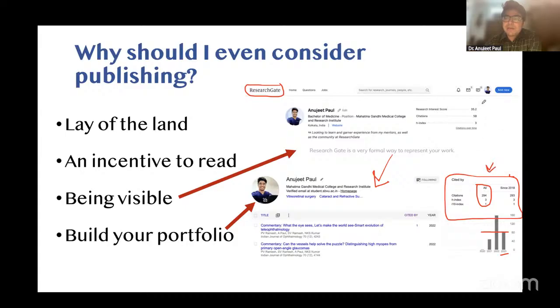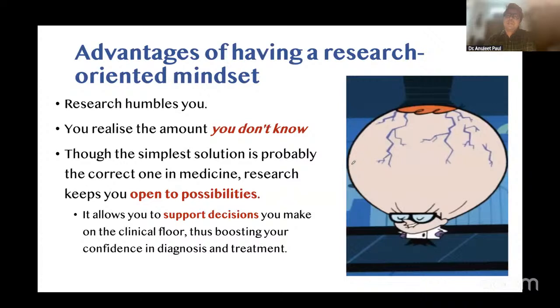But if you have a look at ResearchGate, depending upon the number of people who are reading your data on ResearchGate, it gives you a citation score and research interest score, etc. So it is a more formal way to express your work. If you are interested, if you are beyond 5 publications in the future, these are good places to start off with. So there are some advantages of knowing research and having an idea about research.